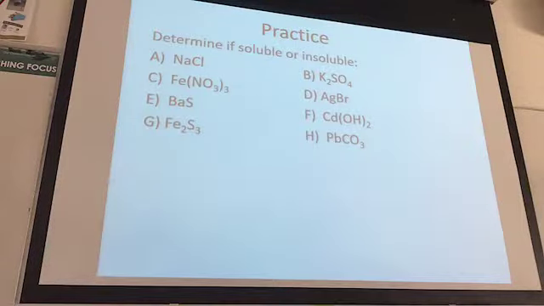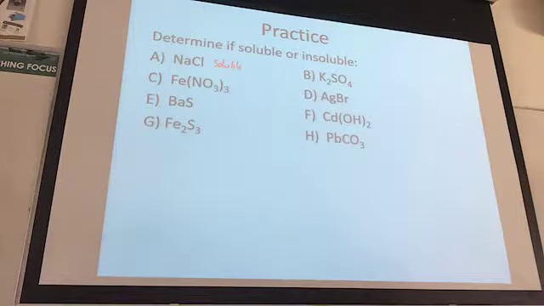Okay, so let's quickly go through these. Hopefully you found them reasonably straightforward. So, sodium chloride, if we look on our data sheet, we can see that most chlorides are soluble except for silver chloride and lead chloride. We've got sodium chloride, so sodium chloride will be soluble.